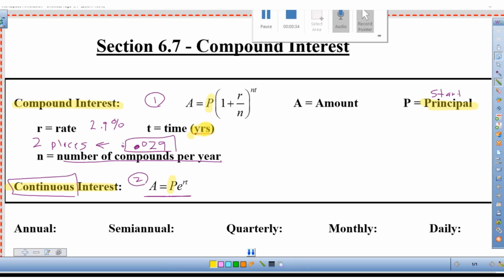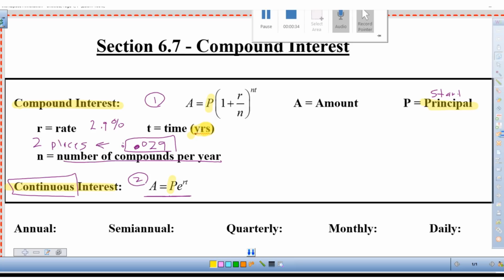Yes, sir? On the test, are we going to have these memorized? Yes. You have to have all formulas in here memorized. And there's actually a pretty horrendous one down at the bottom, and we'll talk about that. So always, all formulas you have to have memorized, except the difference quotient. They gave you that.